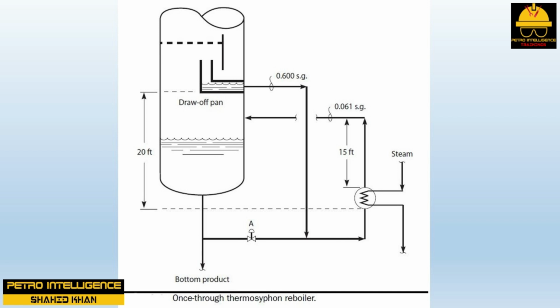If the loss of circulation is due to damage or leakage inside the tower, one can restore flow by opening the startup line valve as shown in this picture and raising the liquid level. But if the reboiler is fouled, this will not help.